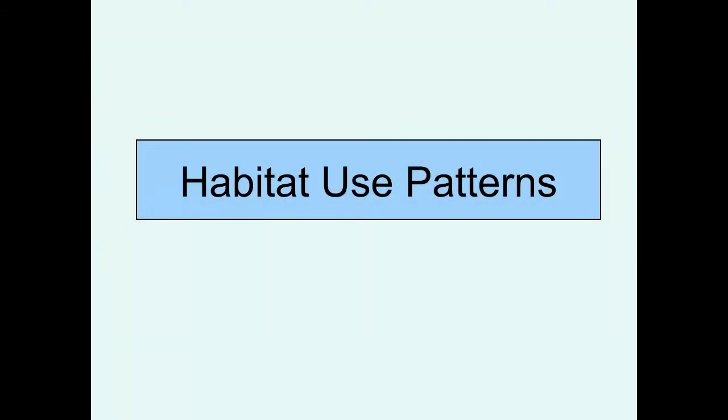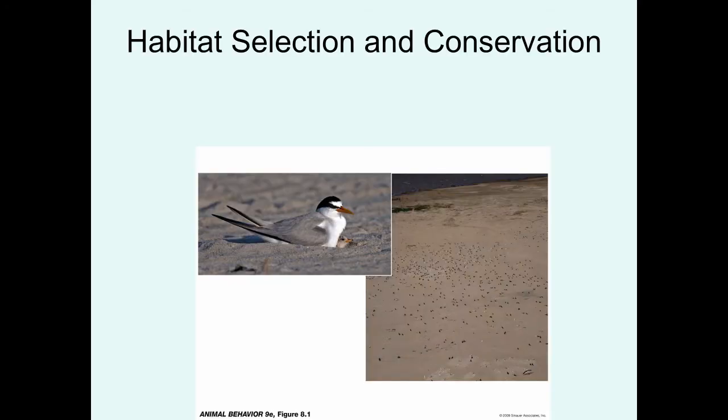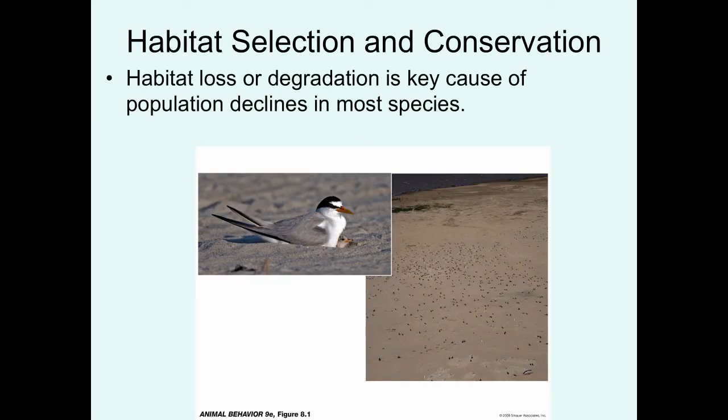This will be the first of 3 lectures on habitat use patterns in animals. Habitat selection is a critical issue in conservation biology because habitat loss or degradation is the most important or key cause of population declines in most species that are facing population challenges. For example, least terns are having significant issues with loss of habitat. Snowy plovers, another example of a shorebird, have beach nesting habitat that is critically endangered.